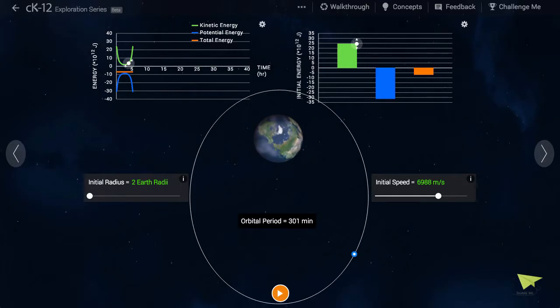satellite flying around. One thing you might find confusing at first is that on both the left and right-hand graphs, the potential energy is listed as a negative value. And since it is more negative than the kinetic energy, the total energy is also listed as a negative value.